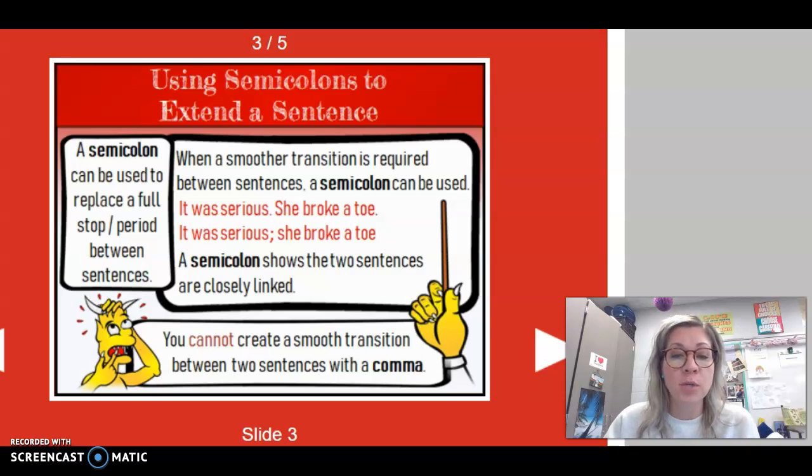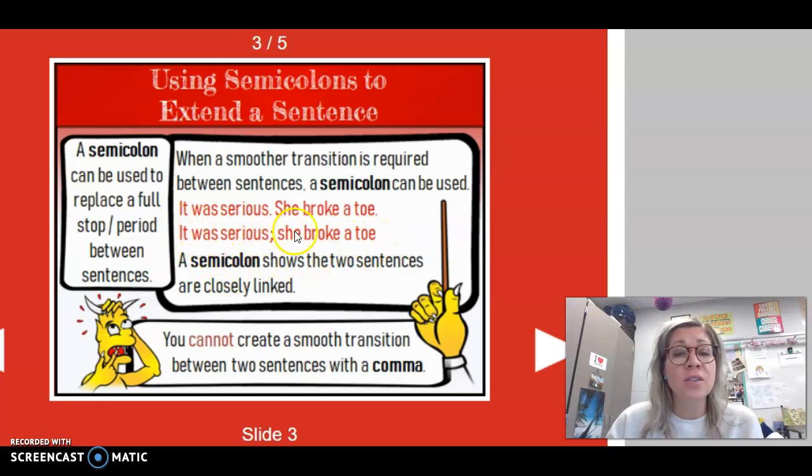If you just put a comma here, let's look at this example: "It was serious." Period. "She broke a toe." Those are closely related ideas, so it would sound better if we joined them together. We can't just put a comma there though, or that's a comma splice, and that creates a run-on sentence. We see this a lot in high school writing. We see a lot of sentence fragments and run-ons. So the easy solution is just to use a semicolon, okay? "It was serious; she broke a toe." There should be a period there, but anyway.